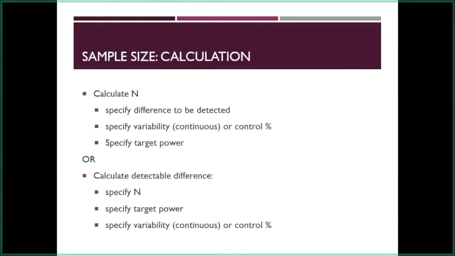Oftentimes, either that's not possible because of feasibility reasons, or the collaborator comes to me and says, I can only afford 100 subjects, right? In that case, it's a little backwards, but we still go through this process. So the collaborator specifies the sample size, the power, and the variability, and then we calculate what that detectable difference is. In either case, either the sample size or the detectable difference, actually probably both, need to be justified when writing it up.